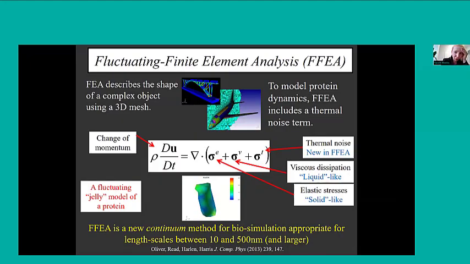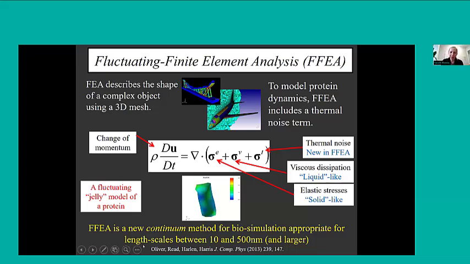Okay, so what we've done to try and plug this gap in our modelling expertise is we've cheated. We've gone to the engineers and we've stolen finite element analysis. Finite element analysis takes a complicated 3D object and represents it using a lot of tetrahedra, and then solves Newton's equations of motion at various positions on the nodes of those tetrahedra. So we've stolen that, but of course what we want to do is model proteins, and proteins are soft nanoscale objects. So the difference between the engineering applications and our nanoscale applications is thermal fluctuations.